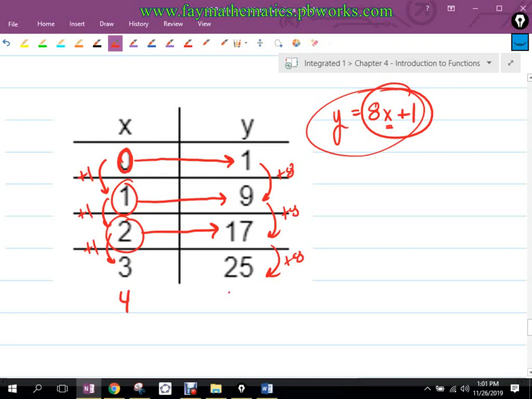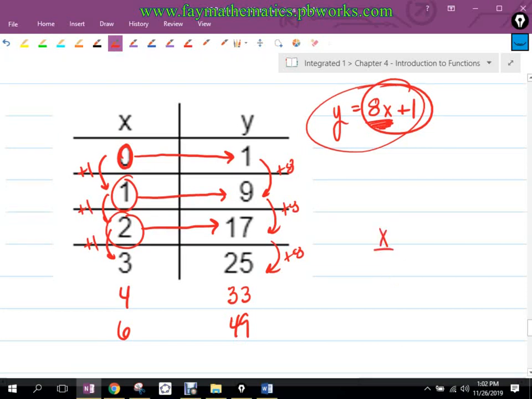What's 4 times 8? 32 plus 1? 33. What if x was 6? What's 8 times 6? 48 plus 1? 49. Okay. So I'm going to take those pieces down. Let's go x and y, but let's say x is 0, and it's got a y value of 1.